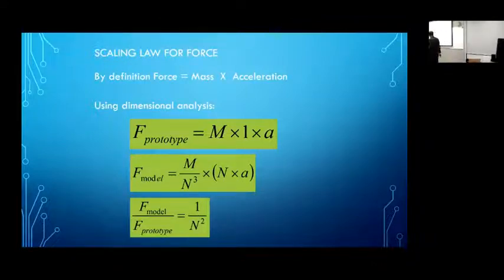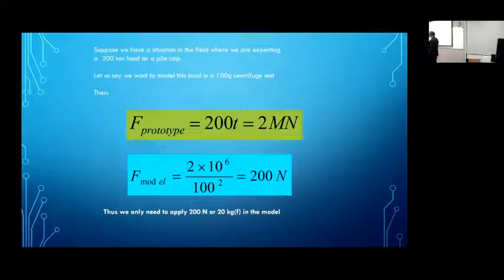So this is quite useful because when we are doing this test in a centrifuge, the forces work to our advantage. For example, in your prototype structure, let's say you want to apply something like 200 tons. Typically, these kinds of loads are required. Say I want to test a pile foundation under lateral loading. I need a big actuator to push the pile horizontally, say with a force of up to 200 tons. That's typically 2 meganewtons in proper SI units. So that's a big force.